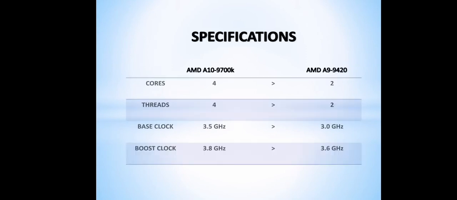So next, we have the specifications. For AMD A10-9700k, it has 4 cores, 4 threads, 3.5 GHz base clock, and 3.8 GHz boost clock. On the other hand, we have AMD A9-9420, which has 2 cores, 2 threads, 3.0 GHz base clock, and 3.6 GHz boost clock.